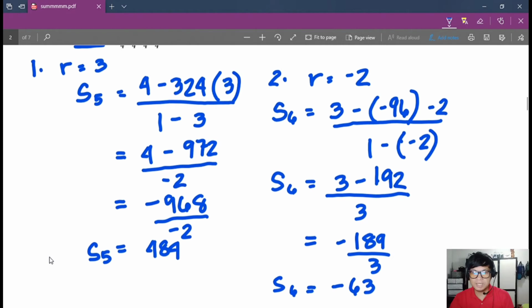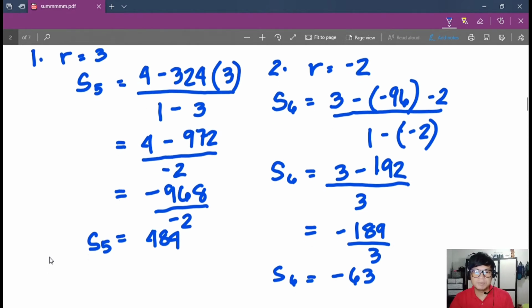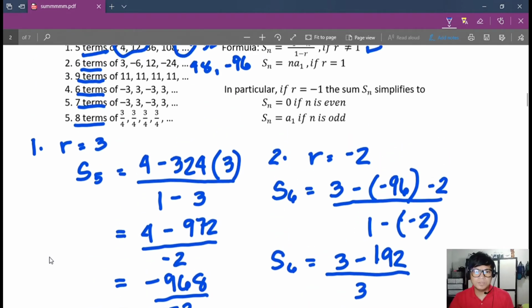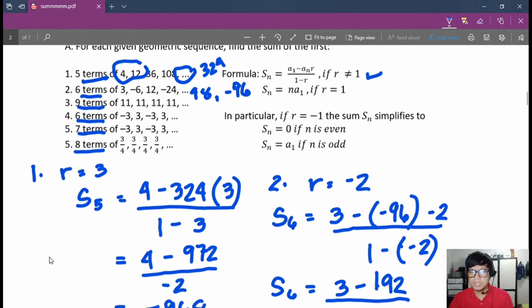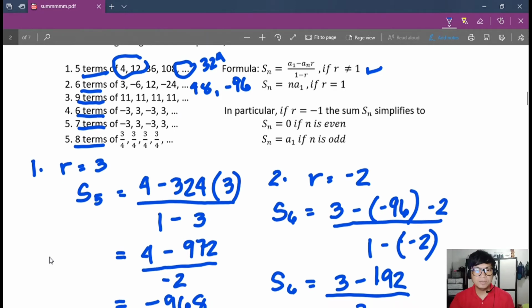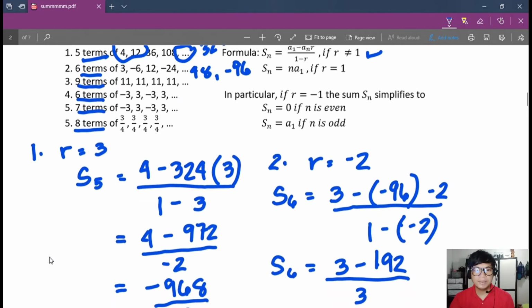So that's the sum of the first 6 terms. If you want to check your answer, you can actually use your calculator and add successively. But what if the numbers given are huge? So we will use the formula para malessen yung trabaho natin.